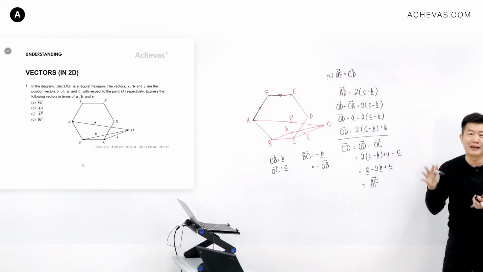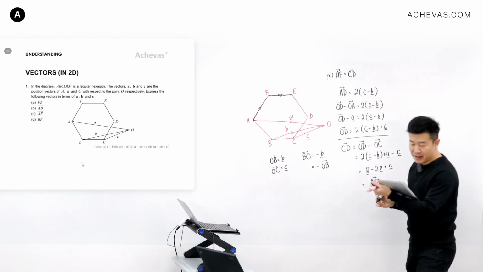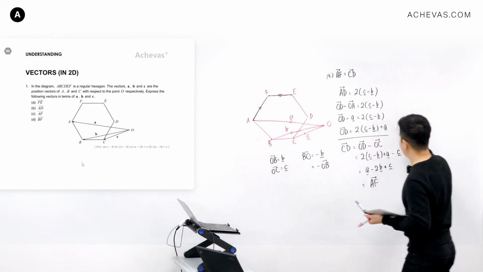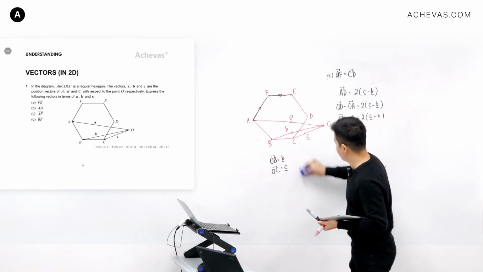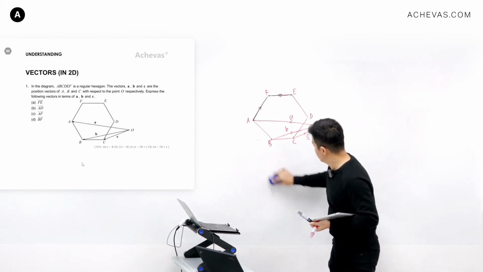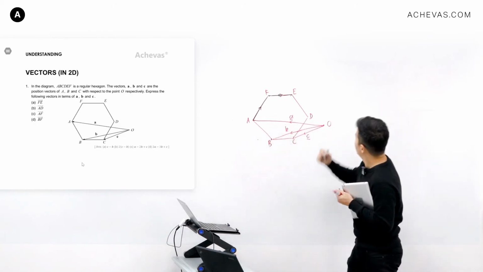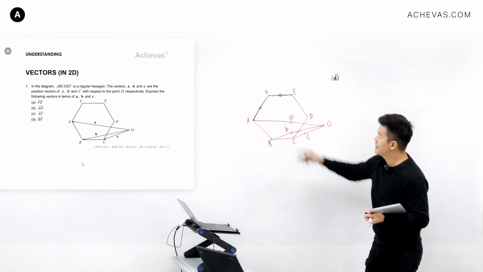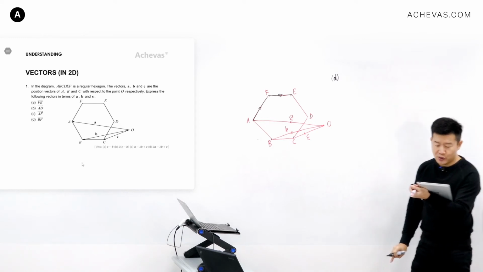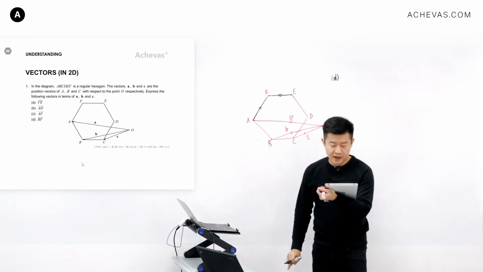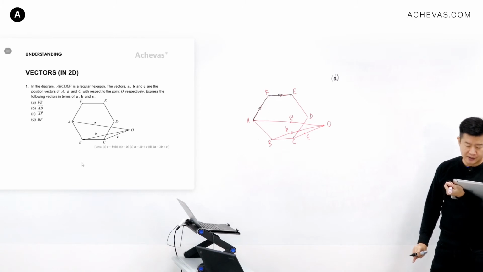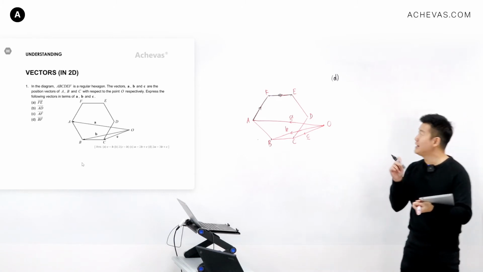And let's move on to finally part D, okay? For part D, we are supposed to find vector BF. Let's try. So for part D, to find vector BF, what I'm going to try to do is to first find the position vector. Okay, I need the position vector of F.